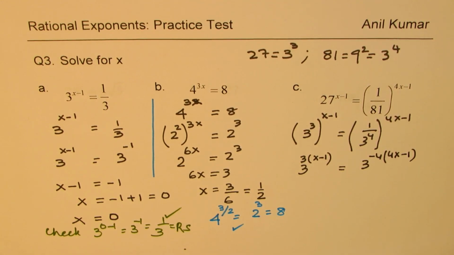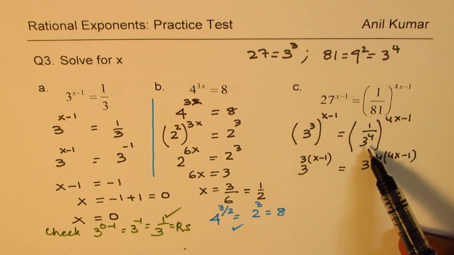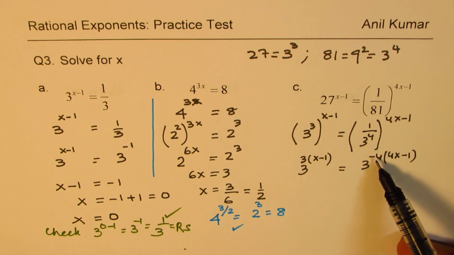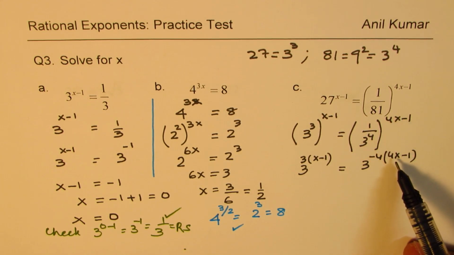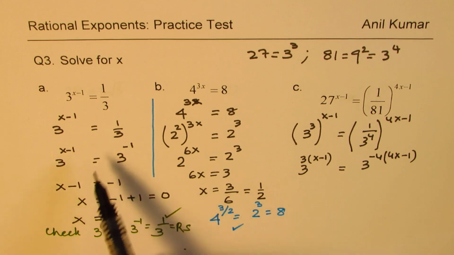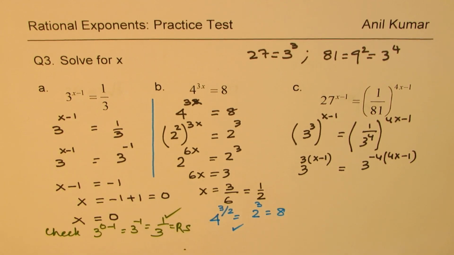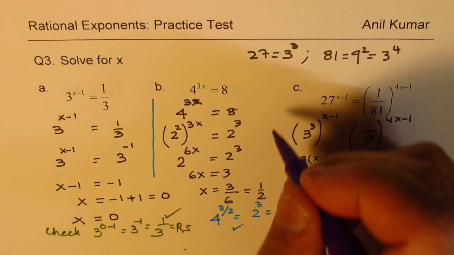Does that make sense to you? So because this is in the denominator, we write this as 3 to the power minus 4. Applying the power rule, we get that. So this time I've cut down on one of the steps. Since we have the same base, we'll equate the exponents, correct? So once you equate the exponents, you can find the value of x.